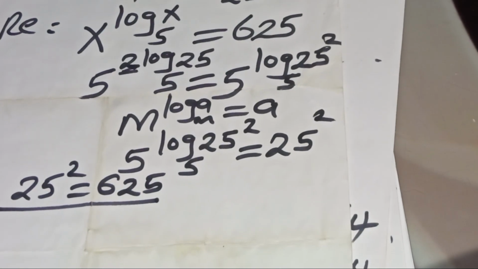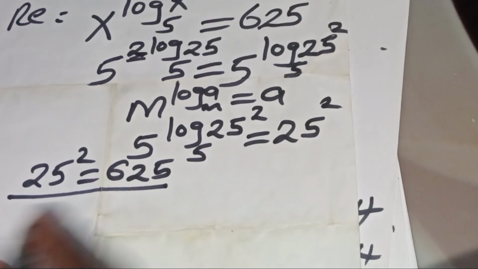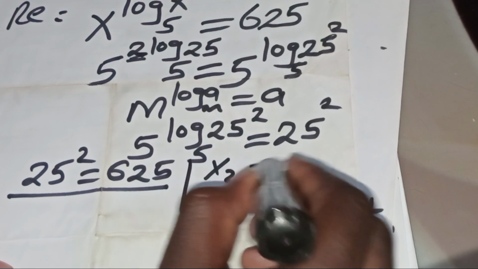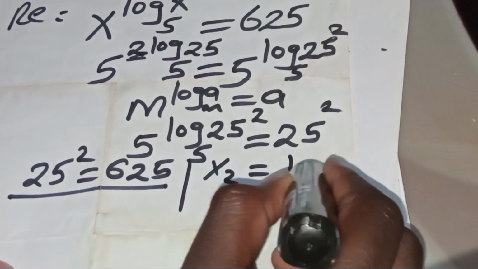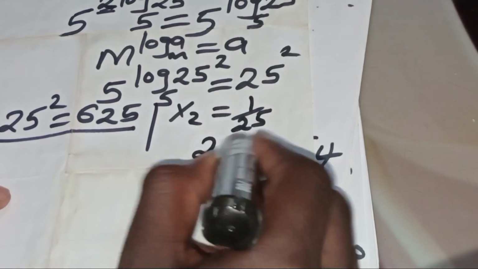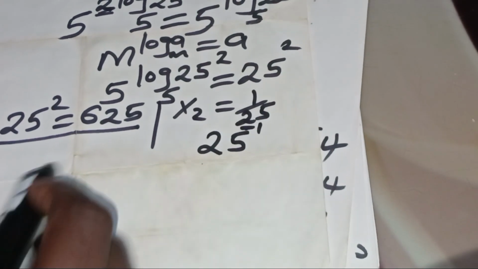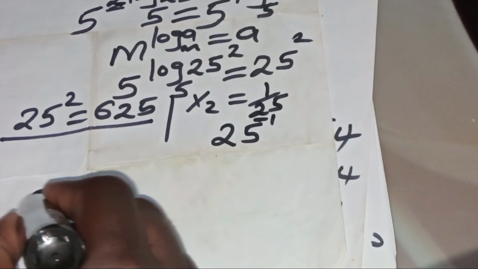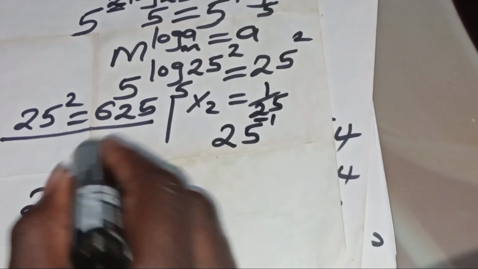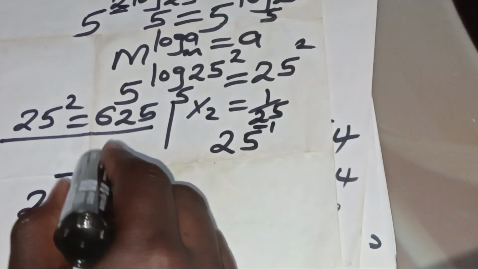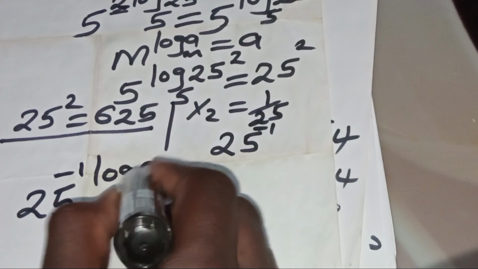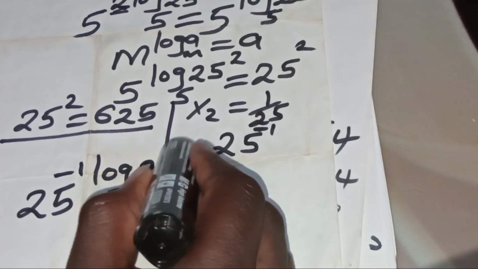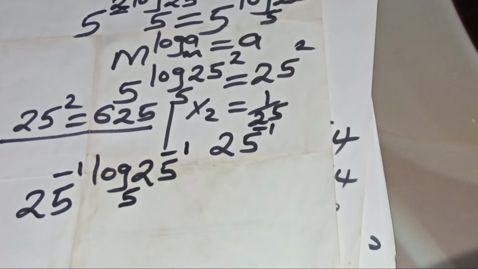Now for x2, which is basically 1 over 25, or rather 25 raised to power negative 1, we can prove this as follows. Now we have 25 raised to power negative 1, to the power log 25 raised to power negative 1 under base 5.